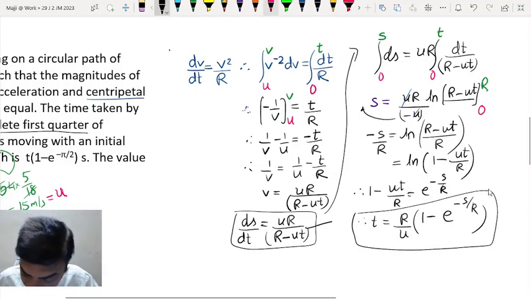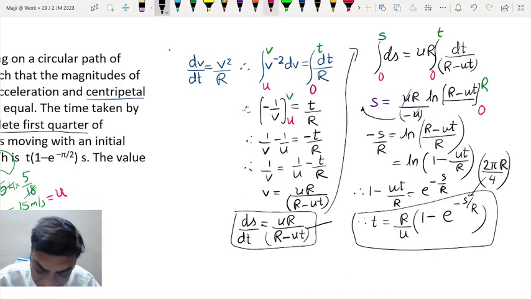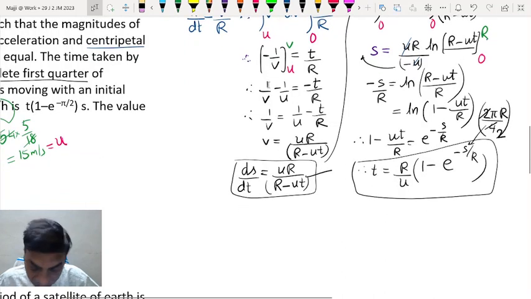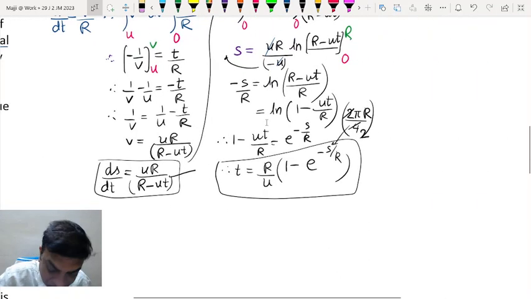Here in this case, s is equal to a quarter circle, which means 1/4 of the circumference. So 1/4 of the circumference would mean 2 pi r by 2, so this is pi r by 2. R gets cancelled, and we are left with this.